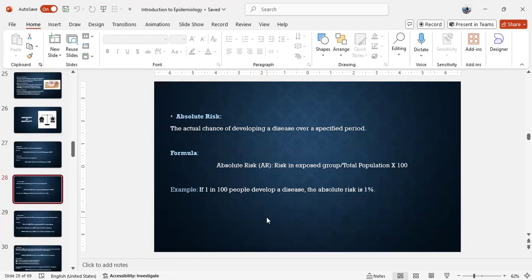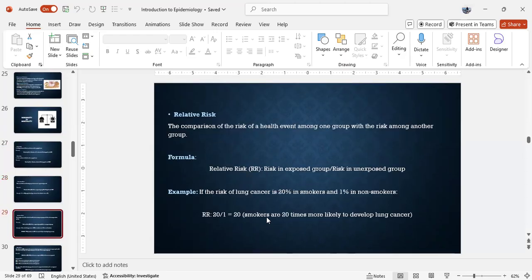Absolute risk is the actual chance of developing a disease over a specified period. Absolute risk is equal to risk in exposed group divided by total population multiplied by 100. If 1 in 100 people develop a disease, absolute risk is 1%.